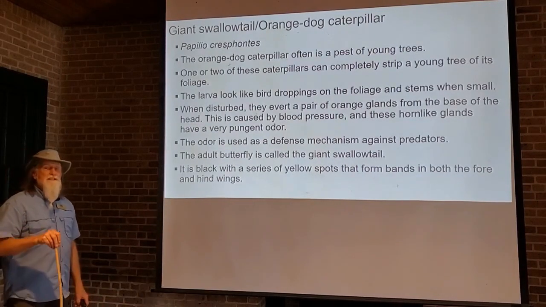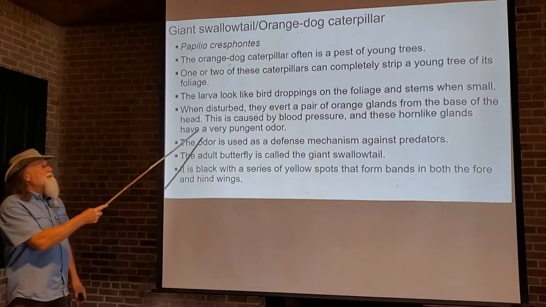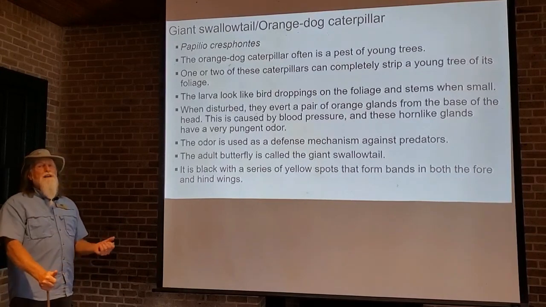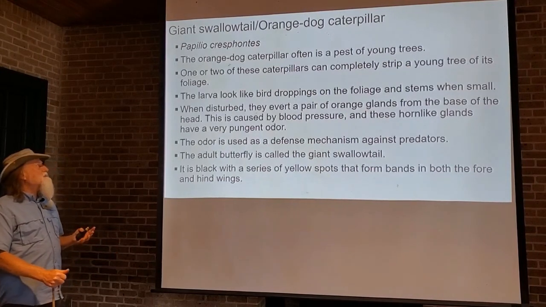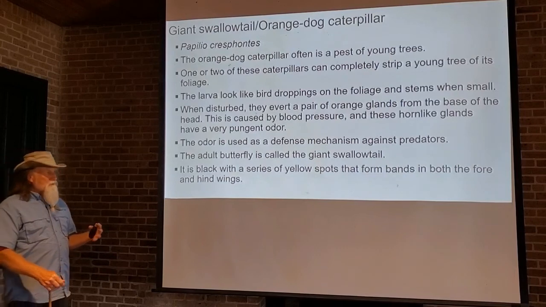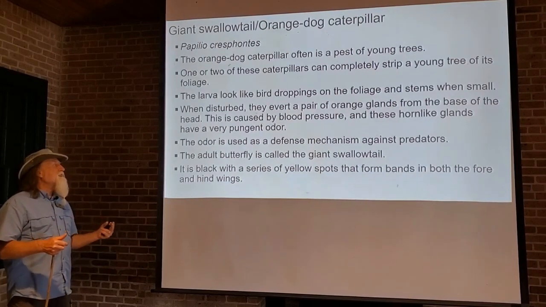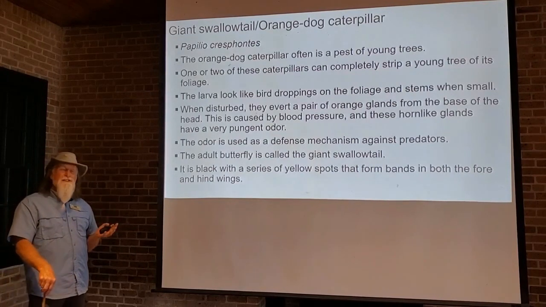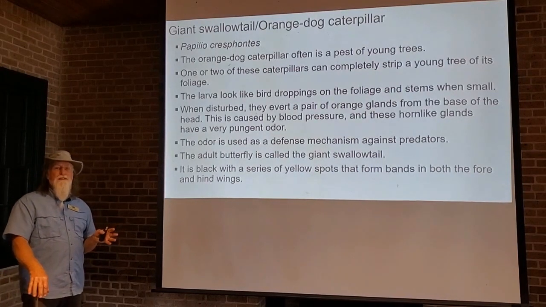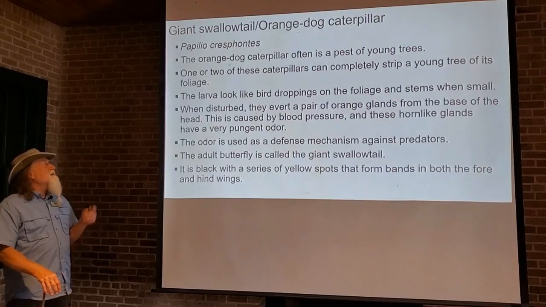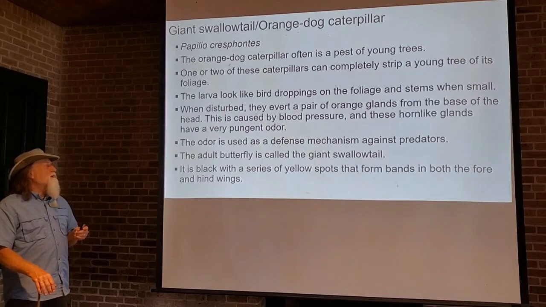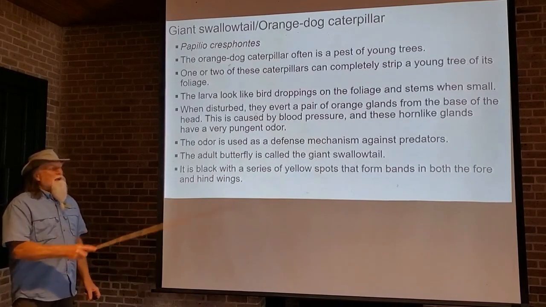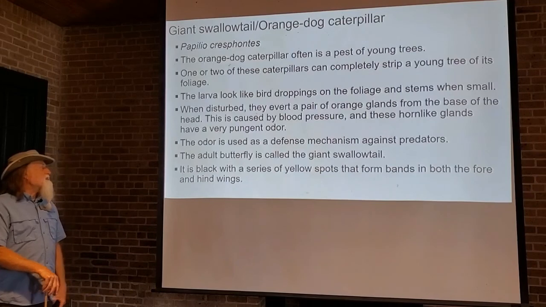And they do have a second form of defense, which you can see here, which we're talking about. When they're disturbed, they evert or put out a pair of orange glands coming from the base of the head. These glands look like horns on the caterpillar, and they have a very offensive odor, a very pungent, strong odor that's emitted by these horn-like glands on the caterpillar. And this is a defense mechanism to try to prevent predators from turning them into a midday snack.